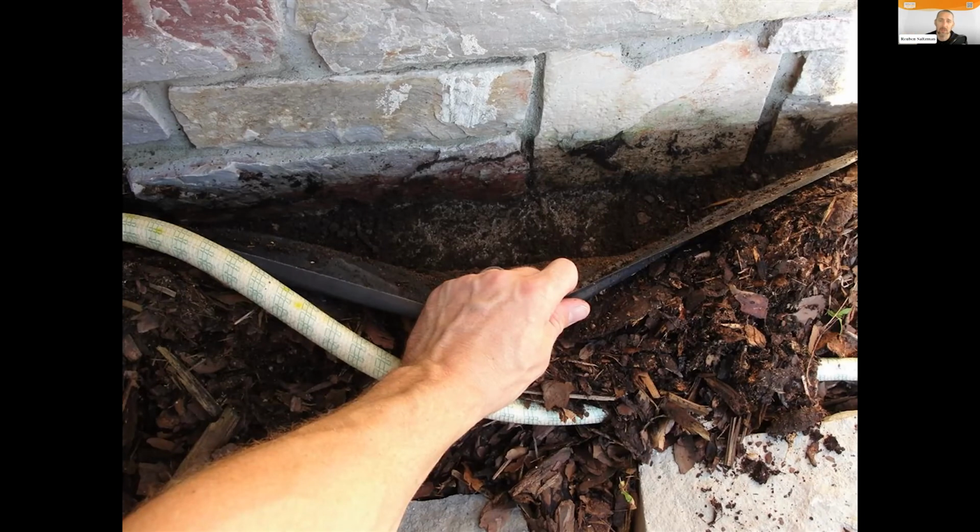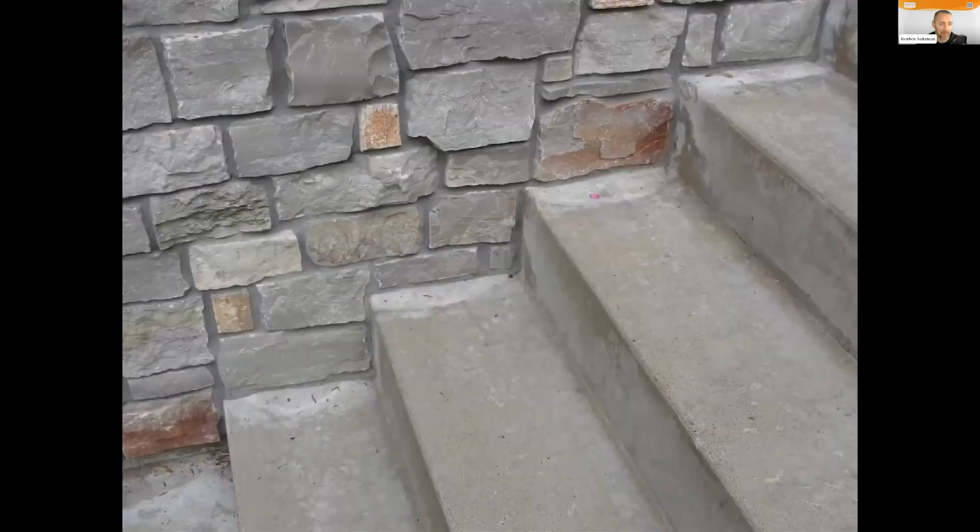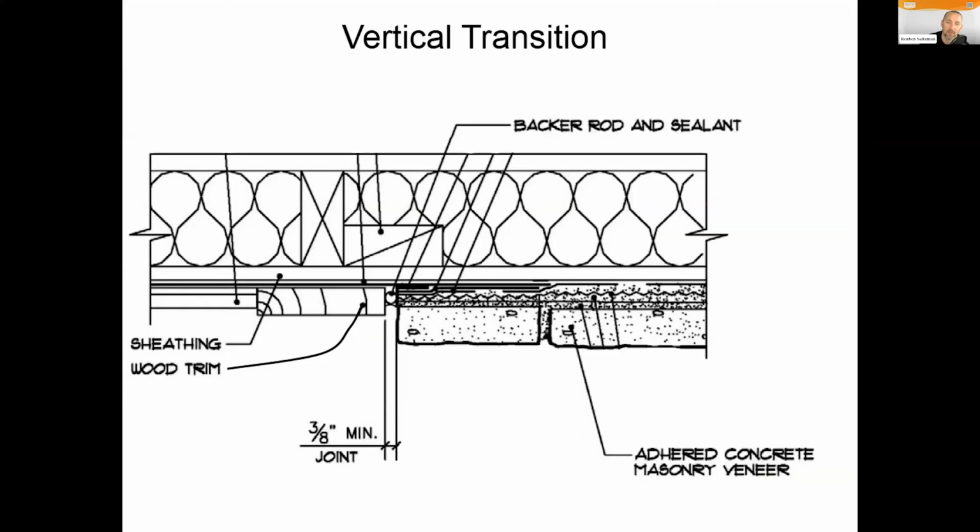Remember, it acts like a sponge, and we need a way for water to drain out after it gets into the wall. We're not providing a way for water to drain out here. We're not providing a way for water to drain out here either. There's no weep screed here. There's no way for water to get out.